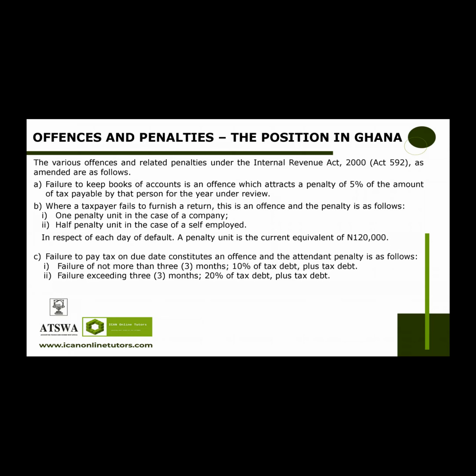Failure to pay tax on the due date constitutes an offense, and the attendant penalty is as follows. Failure of not more than 3 months: 10% of tax debt plus the tax debt. Failure exceeding 3 months: 20% of tax debt plus the tax debt.